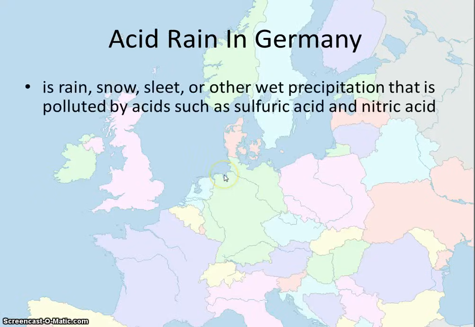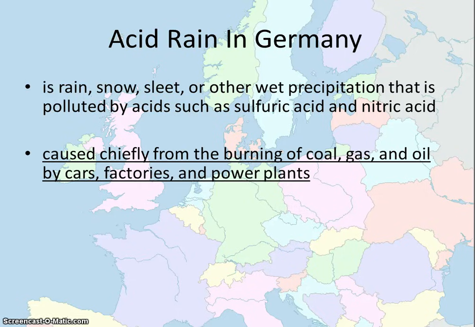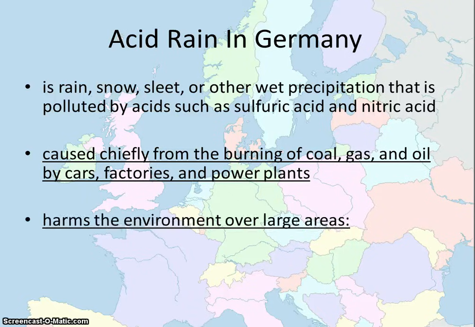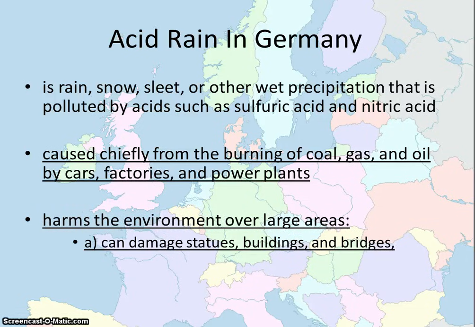Acid rain in Germany. Let's look at some of the effects. It occurs in rain, snow, sleet, and other wet types of precipitation. It's polluted acids such as sulfuric acid and nitric acid. And those are the two main chemicals contained in acid rain. It's mainly a cause of coal, gas, and oil, which are produced by factories in urban areas, cars, and power plants. It harms the environment in large areas.